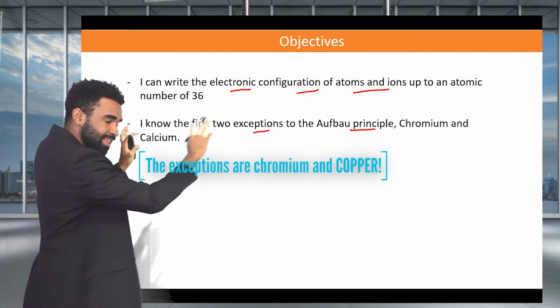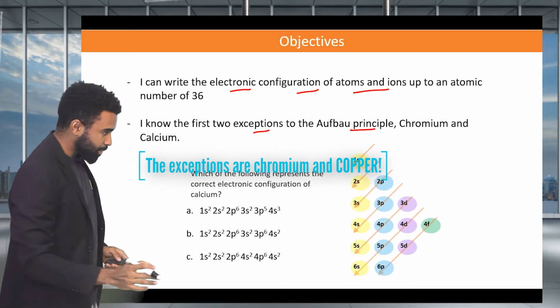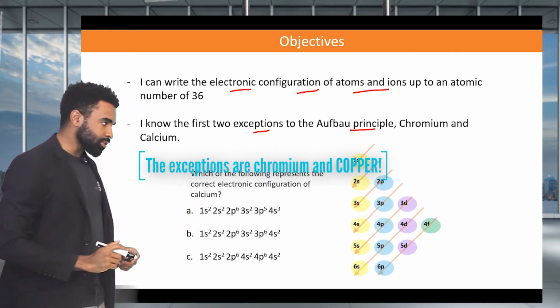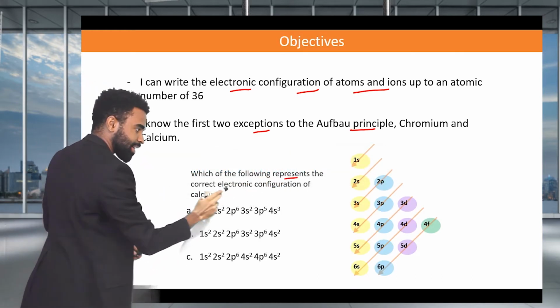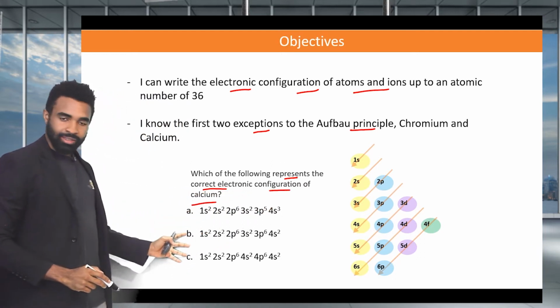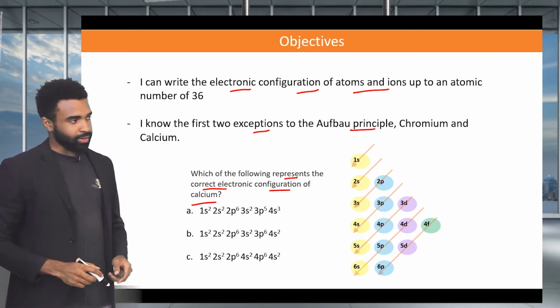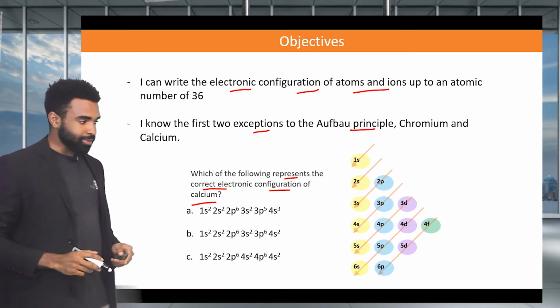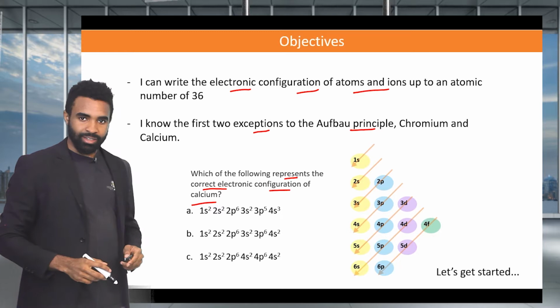Okay? So basically at the end of this presentation, you should be able to answer this kind of a question. Which of the following represents the correct electronic configuration of calcium between these crazy things? Which of those is the correct configuration? At the end of this video, you should be able to answer that. So let's get started.